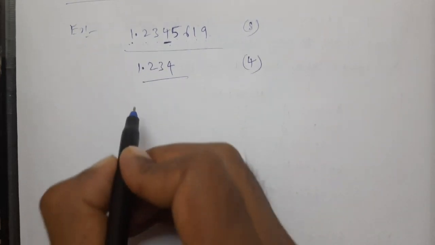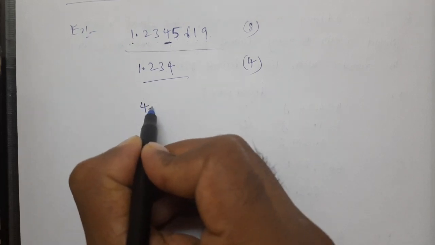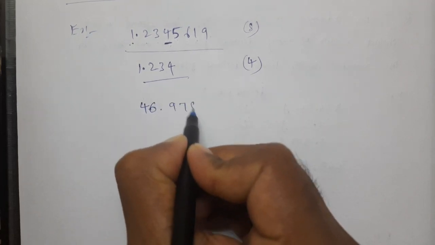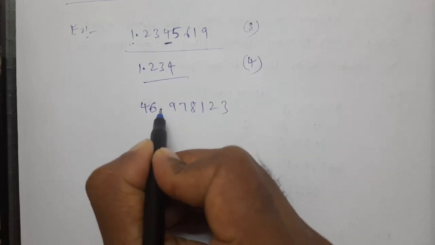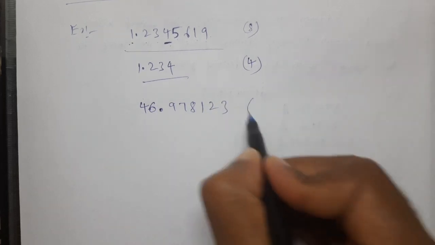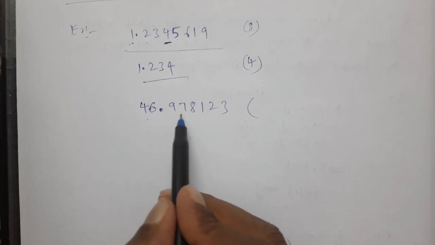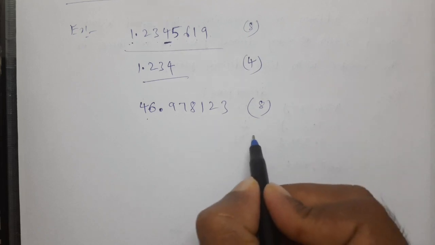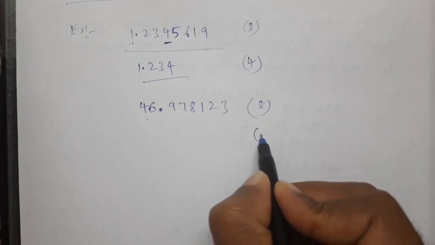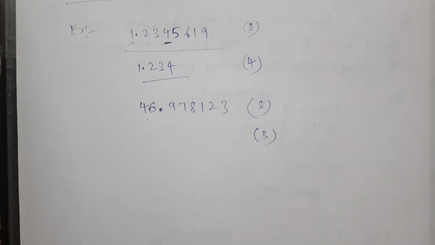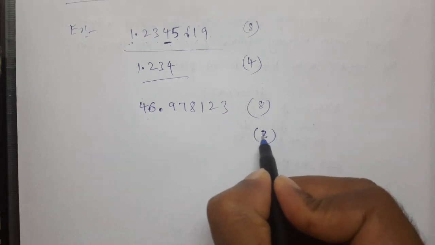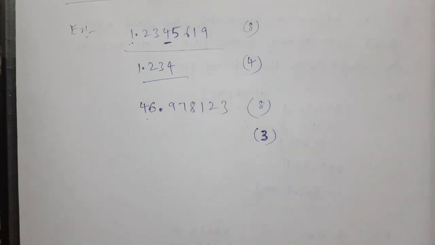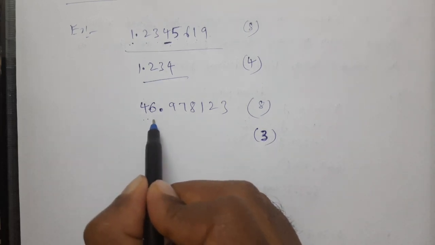Now I'll take another example: 46.978123. So how many significant figures are there in total? 1, 2, 3, 4, 5, 6, 7, 8. But this time I want to get only 3 significant figures. Already we have 8, but we want only 3. So 3 means 1, 2, 3.